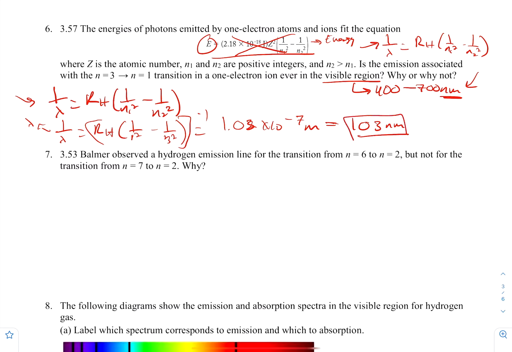Now, this is outside of that spectrum, right? So I'm not going to see it. This is actually in the UV range, okay? So I'm actually not going to see this. And to be frank, the why or why not, it's just going to be because it's outside the visible region, okay? I'll just put outside. That's going to be the answer that you want.